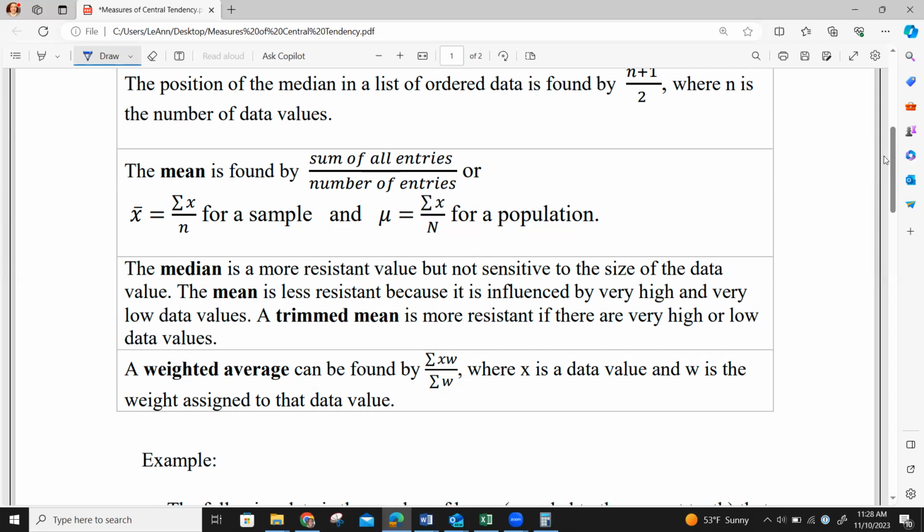You do that for all your categories, and then you notice that the percentages add up to 100%. So we're actually dividing by 1. A lot of times you don't actually write the sum of the W in the bottom of your formula if you're doing it with percentages.